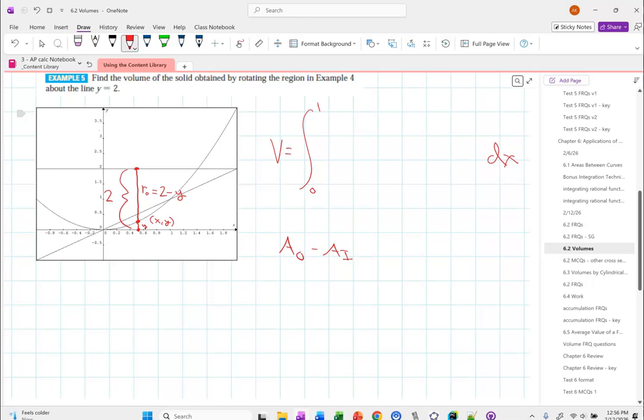Now, we want this in terms of x because we're integrating with respect to x. So this point is on the curve y equals x squared. So the y there is just x squared. So my A outer is pi times (2 minus x squared) squared.